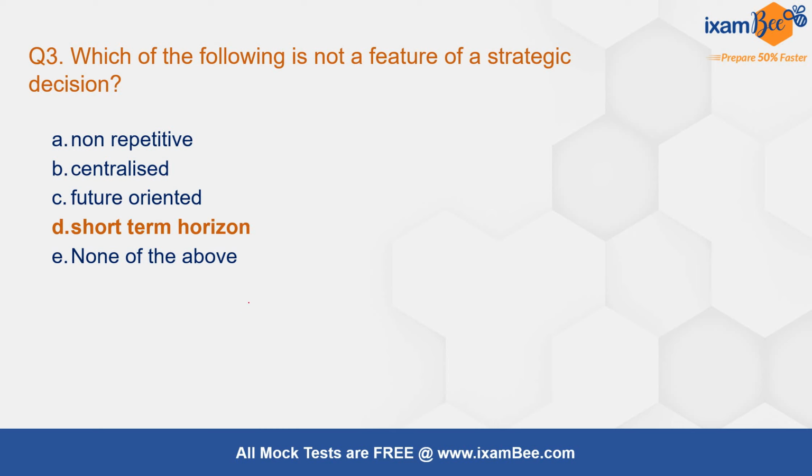A strategic decision is taken at a top level, which is defining the overall strategy of the organization, the overall objective and how to achieve it, and the roadmap towards achieving it. So these are non-repetitive. They are not happening on a very regular basis. They are centralized because they are taken by the top management. They are future oriented. They try to achieve the vision and the mission of the company. So they are future oriented and they have a long-term implication, not a short-term horizon.